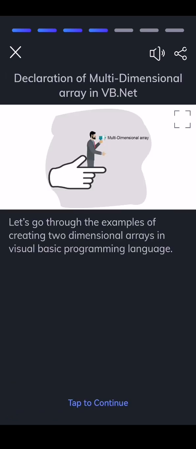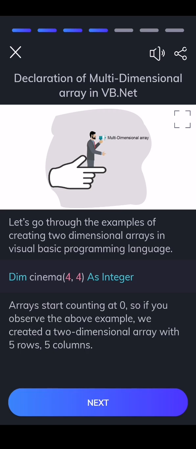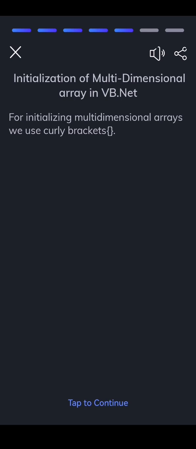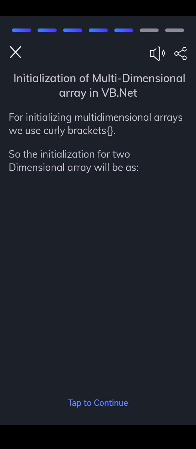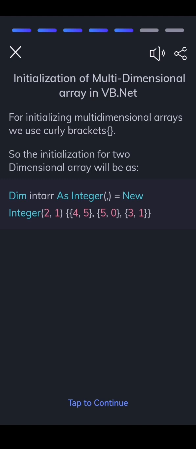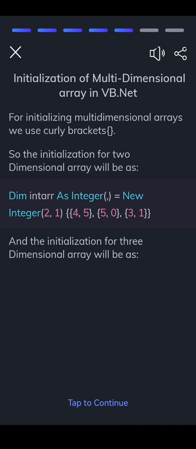Let's go through the examples of creating 2-dimensional arrays in Visual Basic Programming Language. Arrays start counting at 0, so if you observe the above example, we created a 2-dimensional array with 5 rows, 5 columns. For initializing multi-dimensional arrays we use curly brackets. So the initialization for 2-dimensional array will be as. And the initialization for 3-dimensional array will be as.